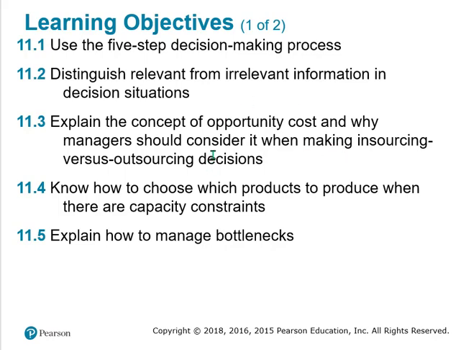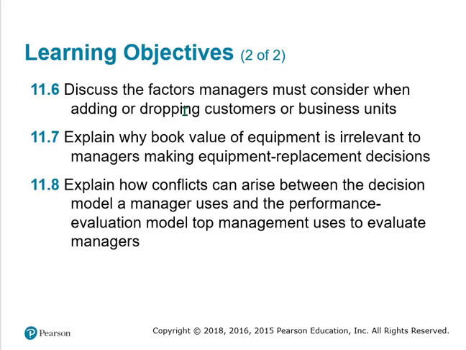Okay, so we'll look at whether or not to make or buy, make something inside, or maybe prepare payroll inside, or to do it on the outside. Then to know how to choose which products to produce when there are capacity constraints. Okay, how to manage bottlenecks. Discuss factors that managers must learn when adding or dropping customers or business units. Okay, and in a lot of these, everything is about fixed cost. You've got the fixed cost whether or not you keep the business unit, so that's what the decision really is.